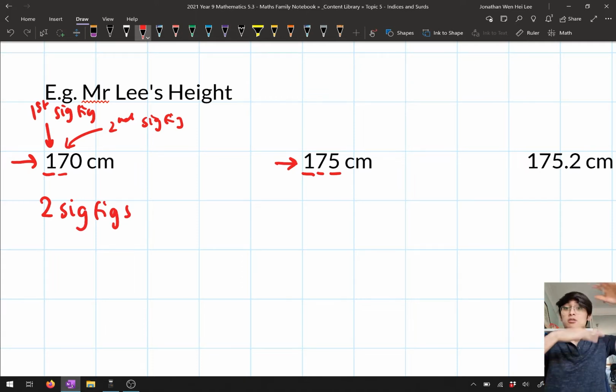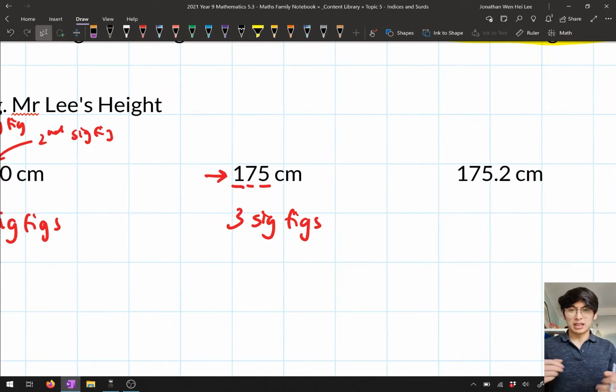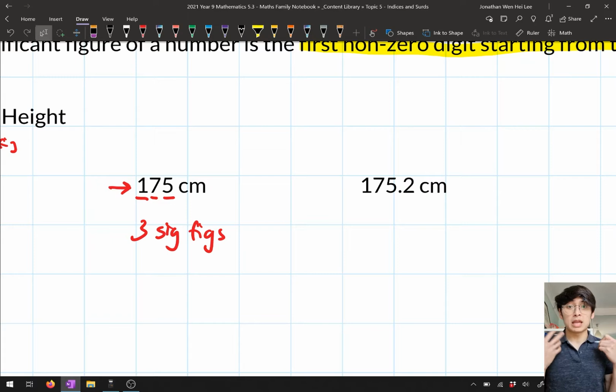The previous one, they measured it as 170. But here, now that we've included that third significant figure, it's telling me that it's a little bit more accurate. So here, this is 3 significant figures. And from there, you could get even more accurate. So let's say someone had a really, really accurate, really precise ruler, and they could measure it to the 10th of a centimeter.